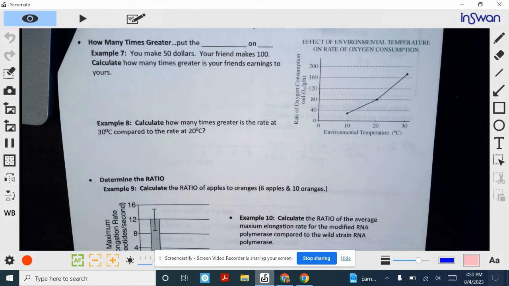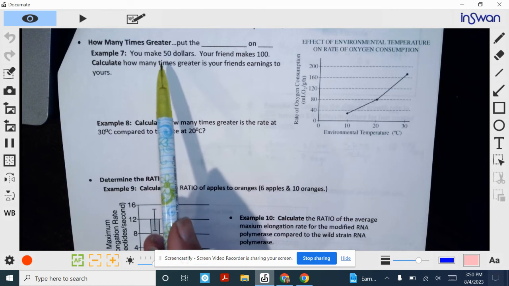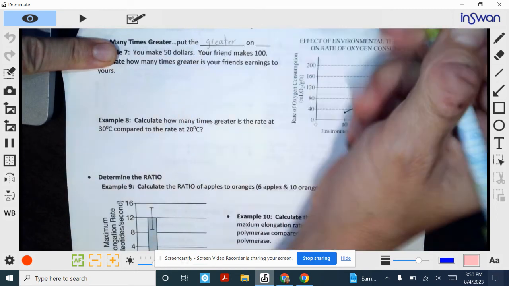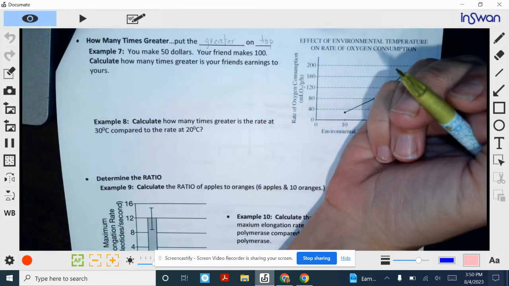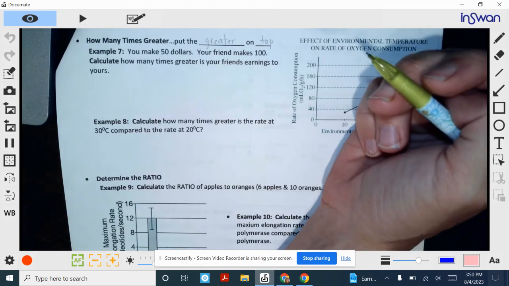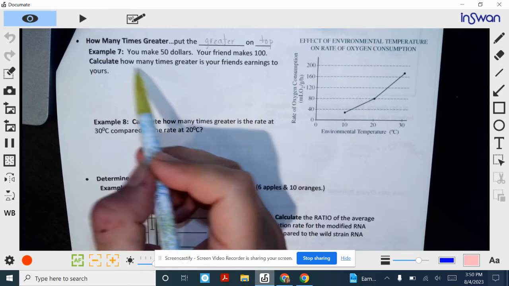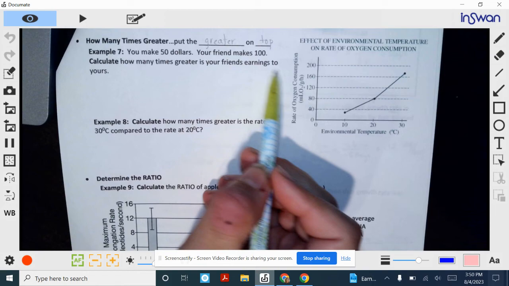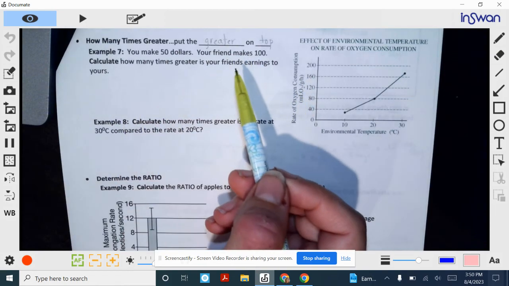If you see a question where it says, how many times greater, okay? If it says, how many times greater, put the greater number on top. So how many times greater, put the greater on top. If it asked you how many times smaller, you would put the smaller on top, okay? So let's just think about this. It says you make $50 and your friend makes $100. Calculate how many times greater is your friend's earnings to yours. You guys can do that in your head. They make twice as much as you.